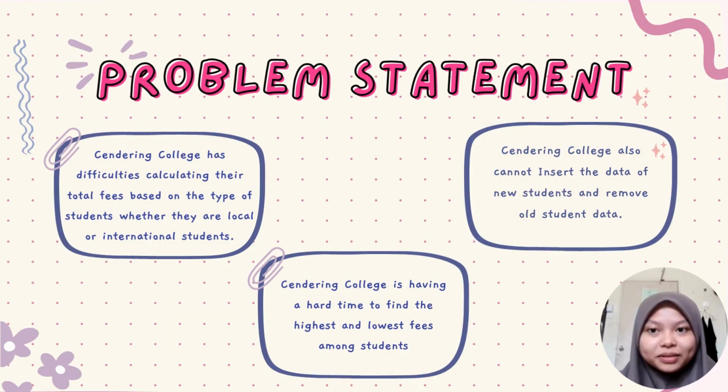So for the problem statement, there are a few problem statements in Children College. The first one is Children College has difficulties calculating their total fees based on their type, which is local and international. The second one is Children College is having a hard time to find the highest and the lowest fees among students. For the third one, Children College also cannot insert the new data of the student and remove the old student.